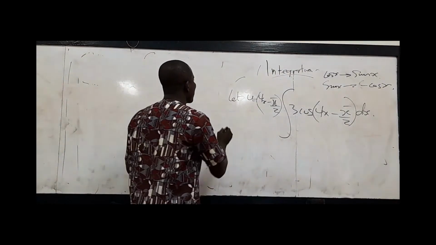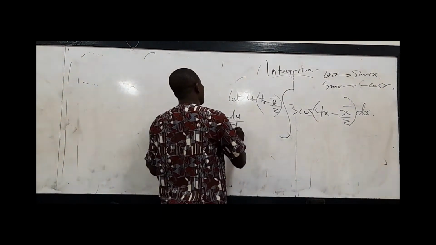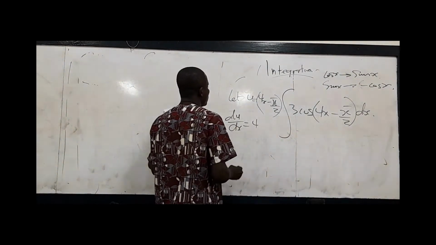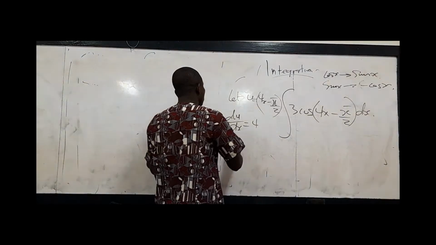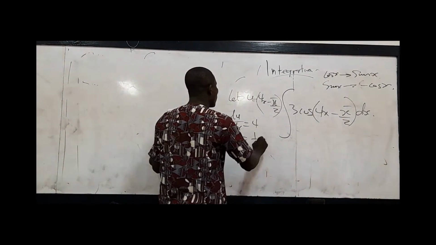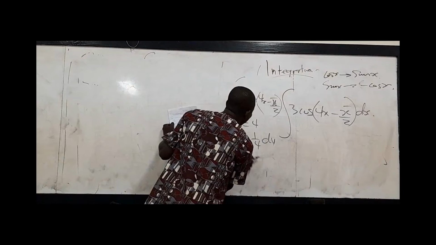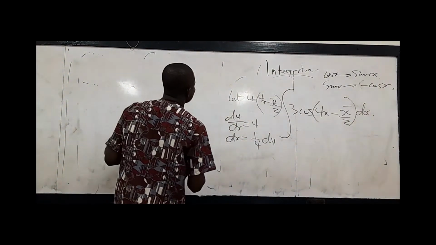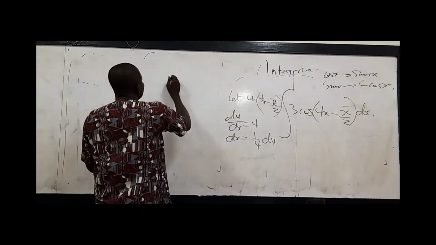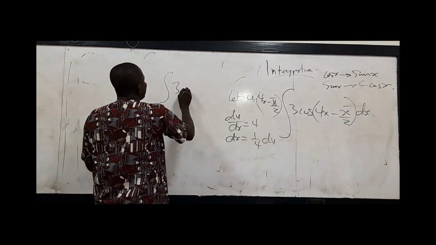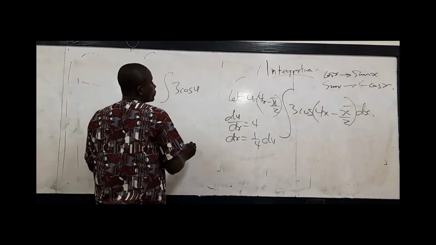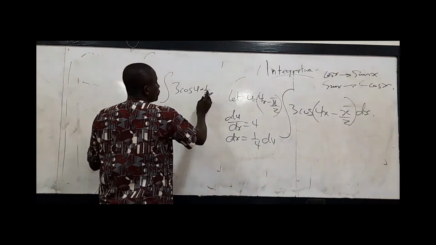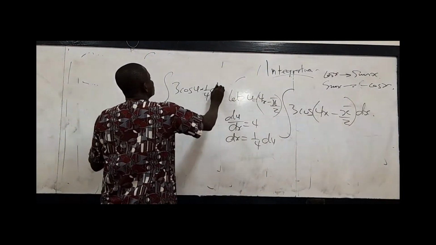So we have du/dx is equal to 4. This one is constant, it goes to 0. So what is the dx? The dx is 1/4 du. I've set several examples for you to get it. So now, going back to the equation, I'm going to have the integral of 3 cos u times 1/4 du.